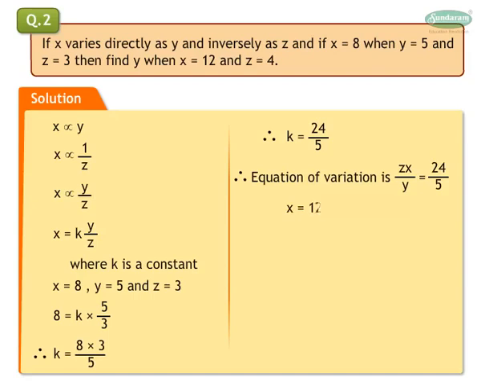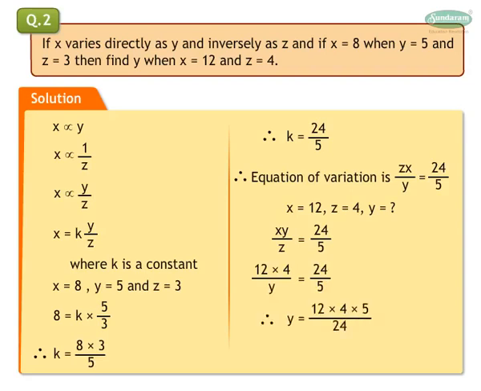Now, substituting x as 12 and z as 4 to find y. On substituting the values, we get 12 into 4 upon y is equal to 24 upon 5. Therefore, y is equal to 12 into 4 into 5 upon 24. Therefore, y is equal to 10.